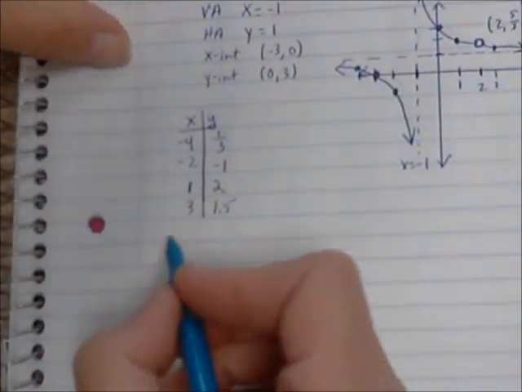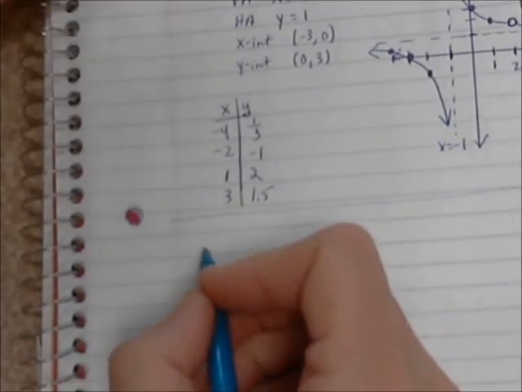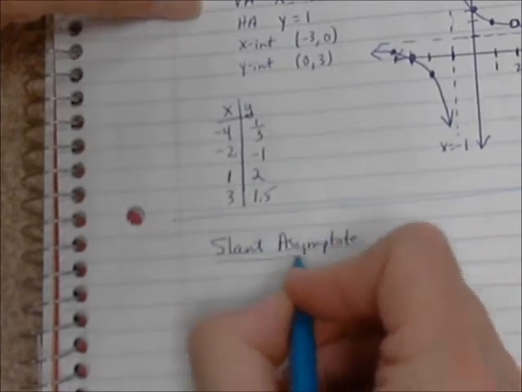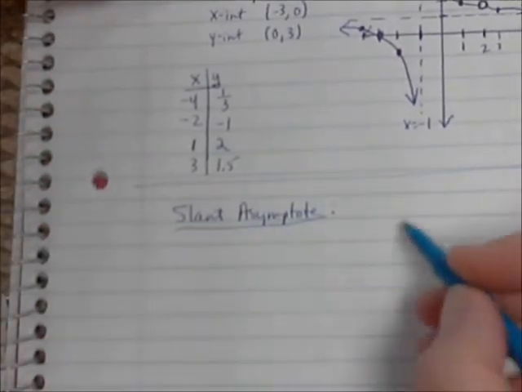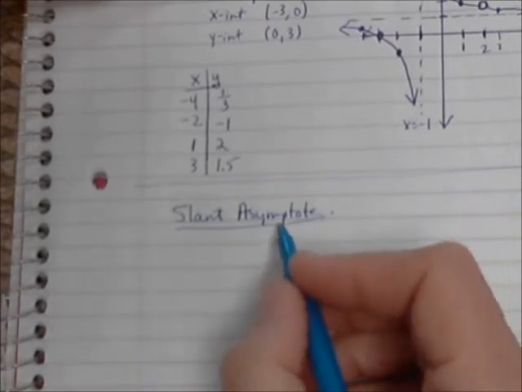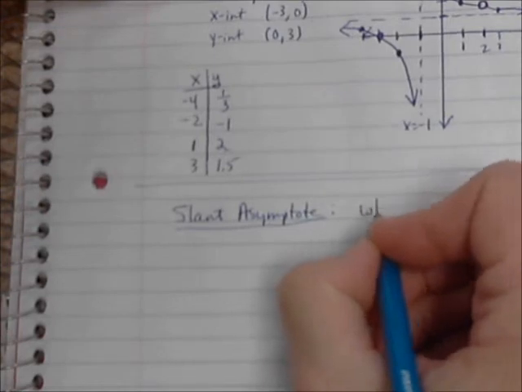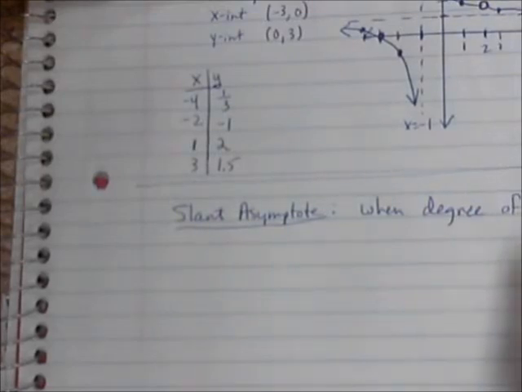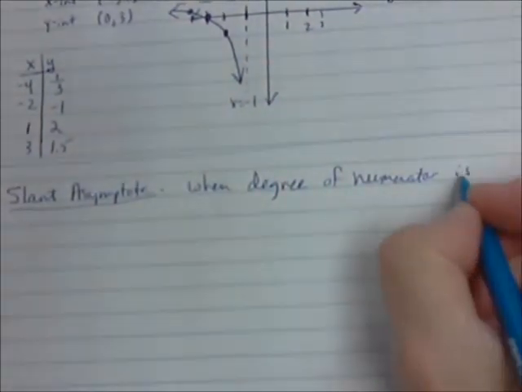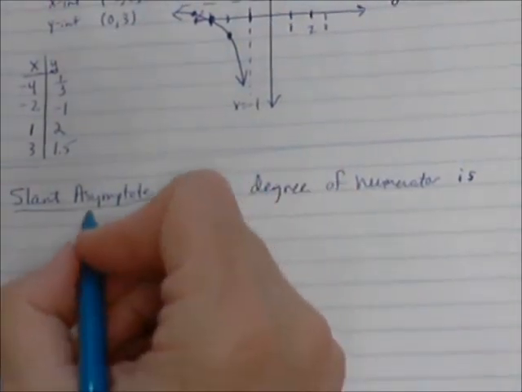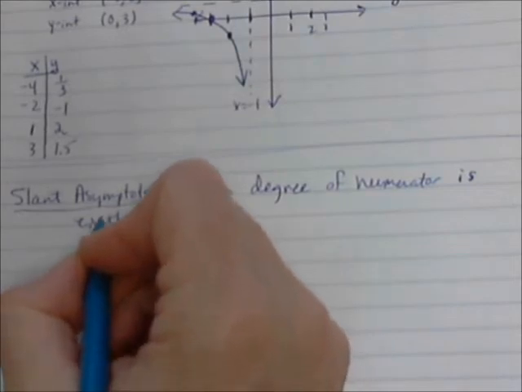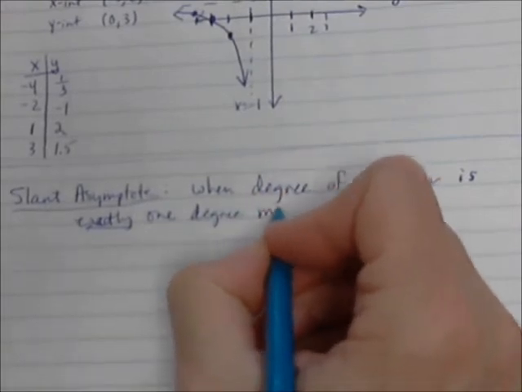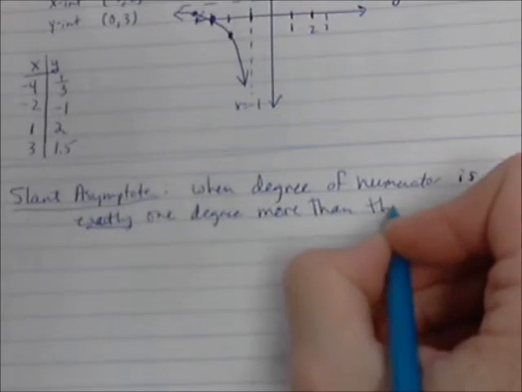The next thing we're going to do is look at a different type of asymptote. There's a third type of asymptote called a slant asymptote. In a slant asymptote, a slanted line is just a diagonal line. And a slant asymptote happens when the degree of the numerator is exactly 1 degree more than the degree of the denominator.